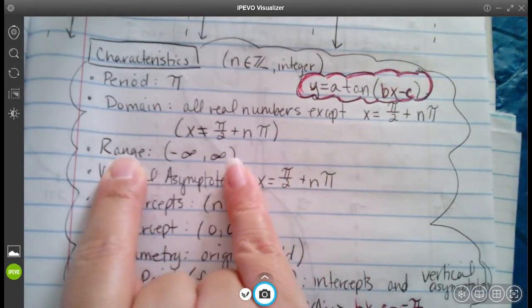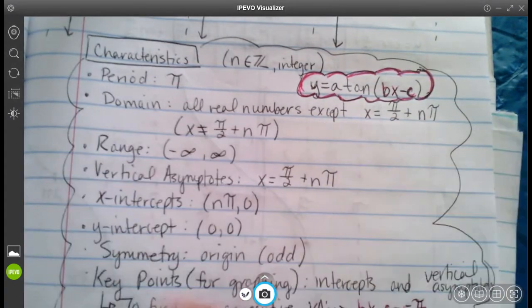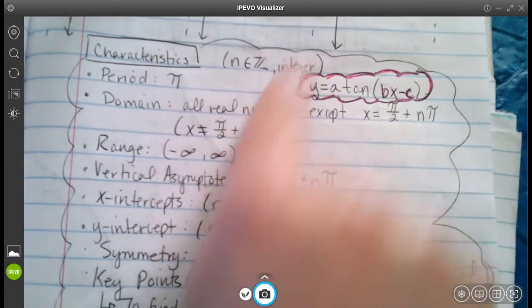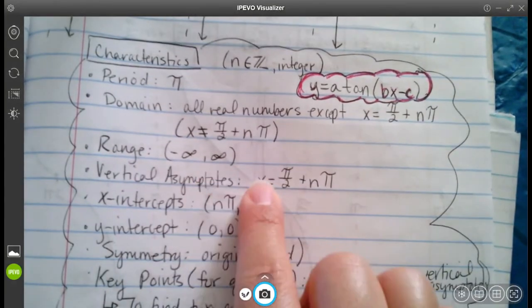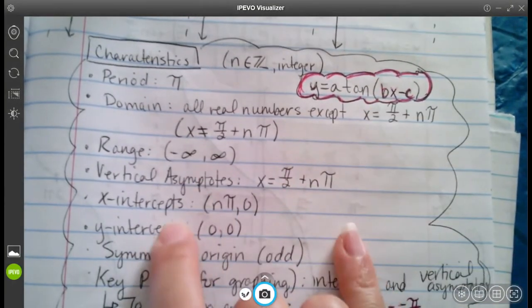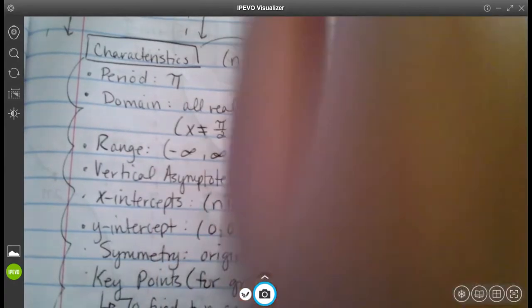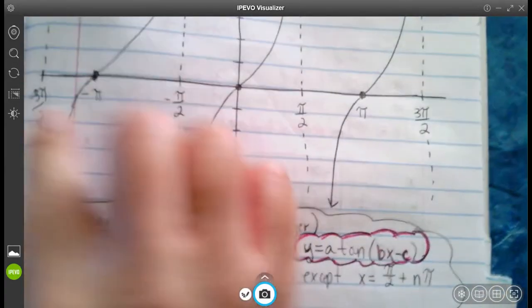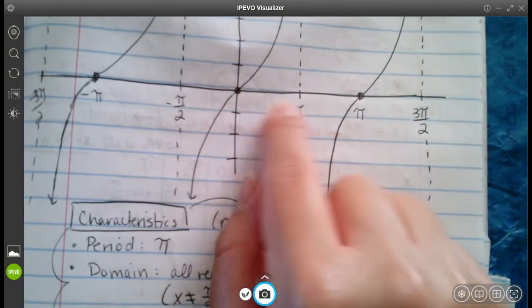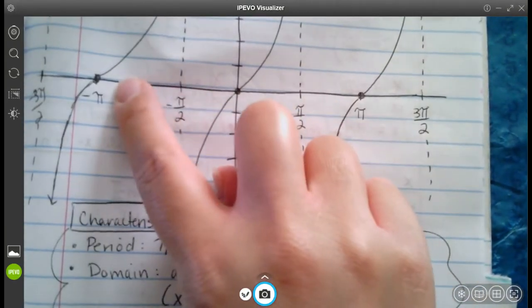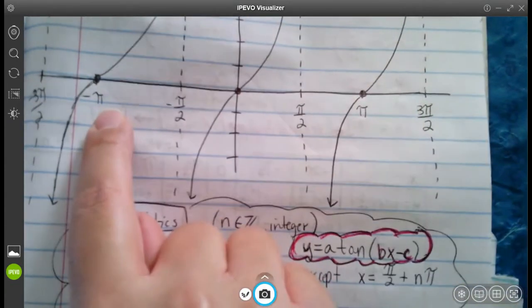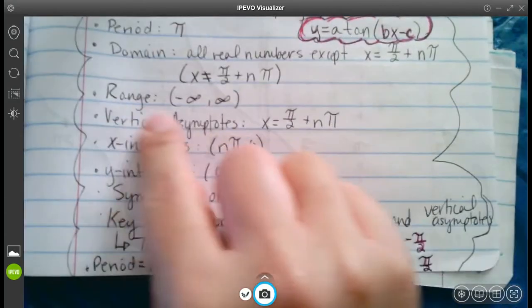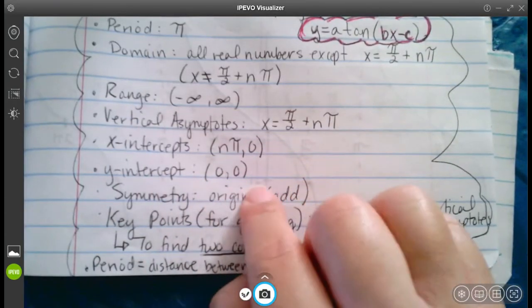The range is going to be all real numbers because even though we do have those breaks, the curve that's going up and down goes on forever. Intercepts are every n pi. If we look back at our picture, we have an intercept at 0, at pi, at negative pi. So basically every pi, 2 pi, 3 pi, 4 pi, and the same on the negative side, we're going to have an x-intercept. Y-intercept, we just have 0, 0.